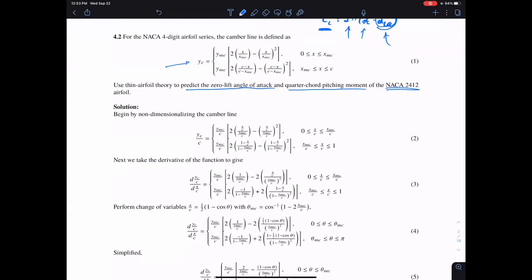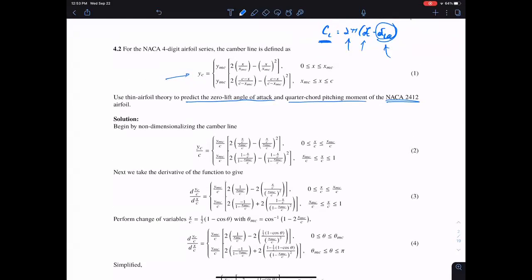So the first thing we need, we've got to figure out this dyc/dx. That's all throughout these integrals, right? So we need the derivative of the camber line with respect to x, and we can do that directly. We can differentiate this with respect to x, and we'll get a bunch of stuff here.